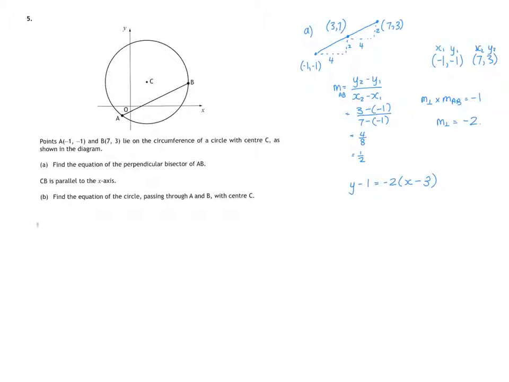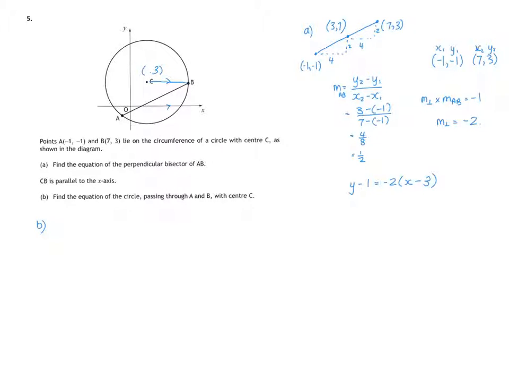Right, so part B, we've been told that CB is parallel to the x-axis, so this here is parallel. We have to find the equation of the circle that passes through A and B with centre C. So we're just finding the equation of the circle that they've got drawn there. For C we need the coordinate of our centre to use our circle formulas, and because it's parallel, the y coordinate has got to be the same as B, so we know that's 3.